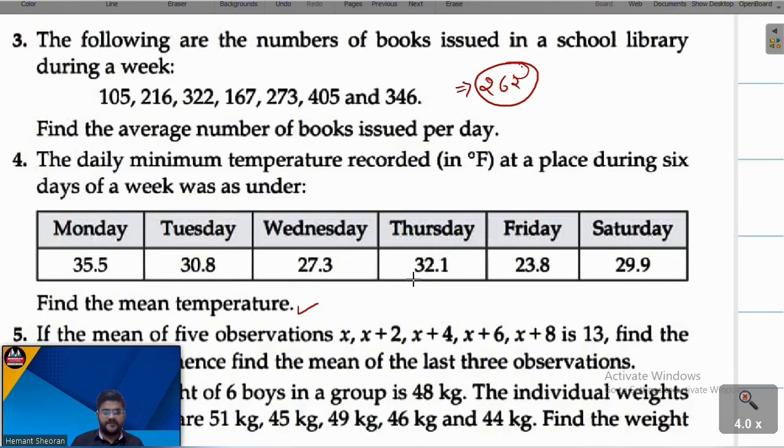I think I divided it by 7 instead of 6. Yeah, that's why maybe you're getting that. So the correct answer for this question is 29.9. Okay. Just mark these questions that you are getting wrong. Now just try them out again. Okay. I think you have done them in a hurry. That might be a reason.